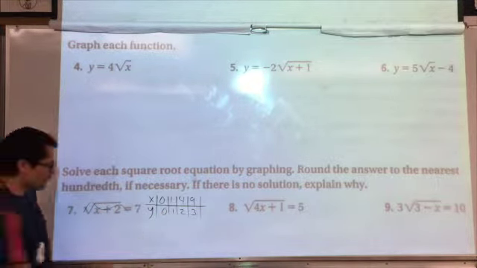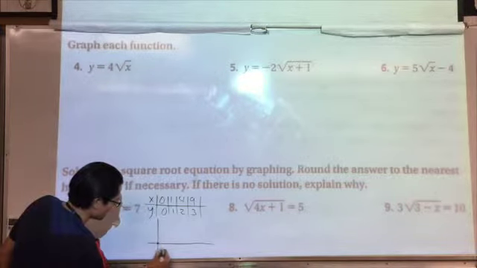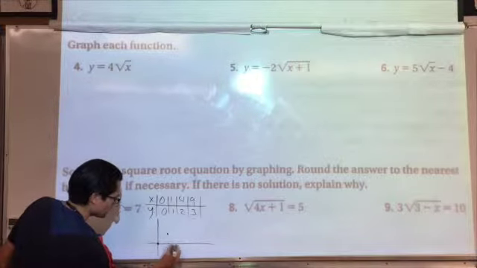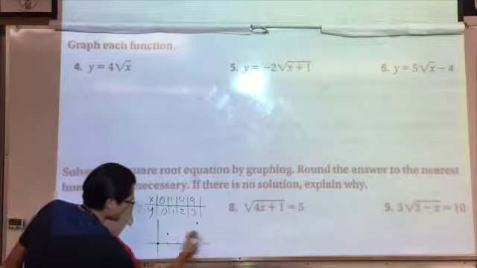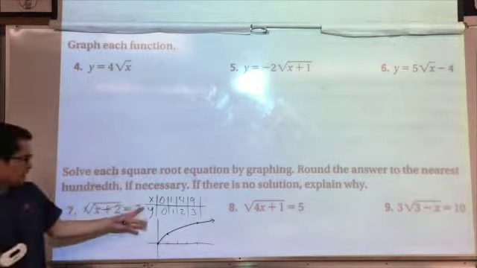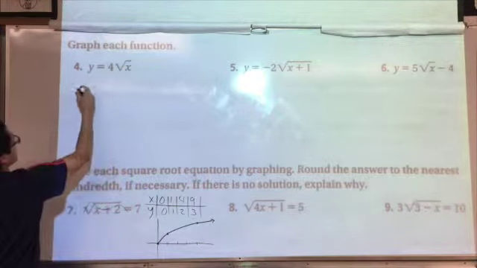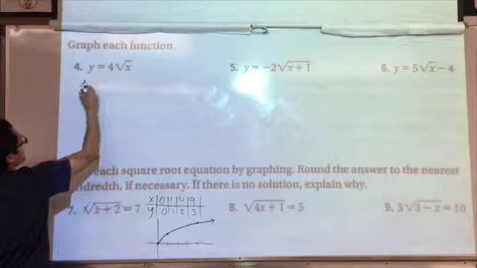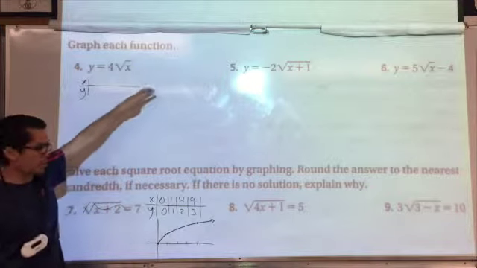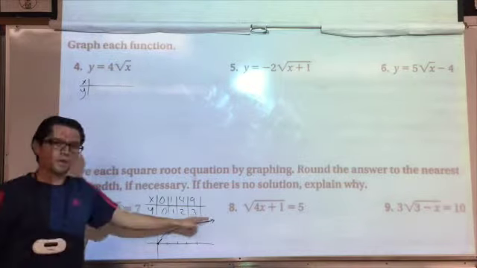Okay. My graph of my parent function looks like this. 0, 0, 1, 1, 4, 2, and 9, 3. So it looks something like that. This is what I need to start with every time, and then transform it accordingly. So let's look at number 4. Okay, make your XY table. Figure out what's happening inside and what's happening outside. Inside of the radical, the x values change. Outside of the radical, the y values change.